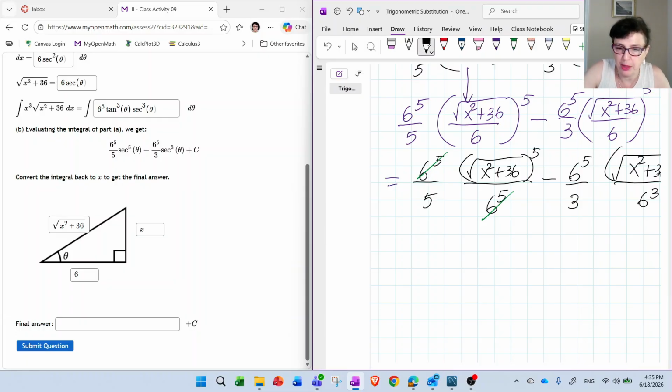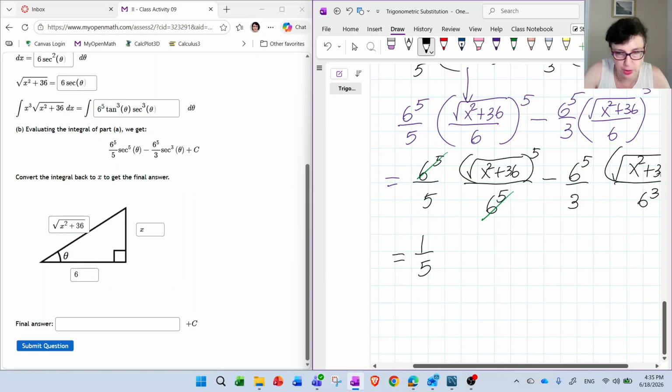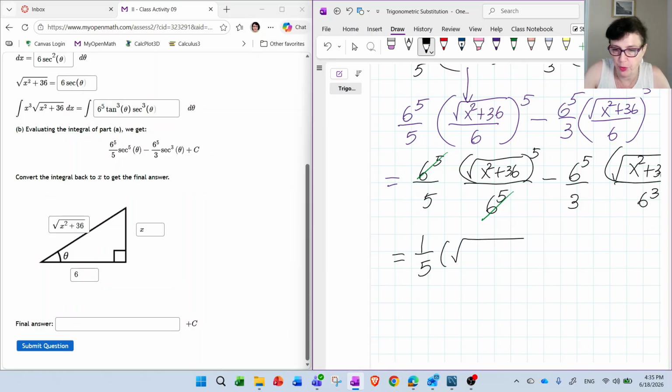So what that means is the first term is going to be 1 over 5. This 5 is still on the bottom. Then the square root is going to be raised to the power 5. And 6 squared is 36 divided by 3, I think that's 12. And then we're going to get the square root raised to the power 3.